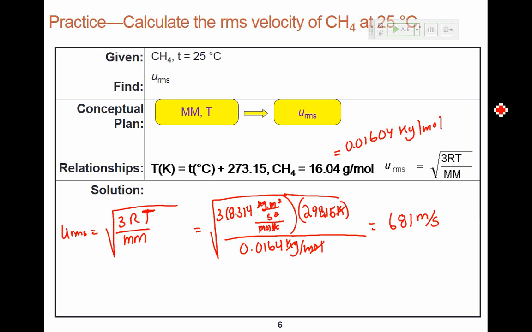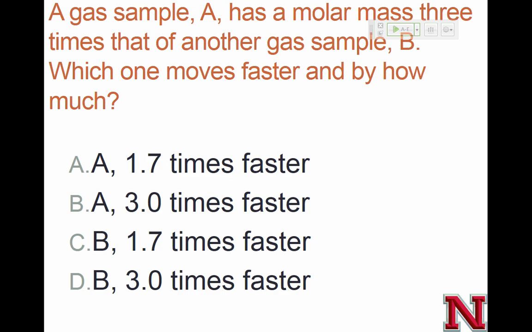So that's our root mean squared velocity of methane gas at 25 degrees Celsius. Now, of course, at a higher temperature, that would be a faster root mean squared velocity, and at a lower temperature, it would be a slower root mean squared velocity.